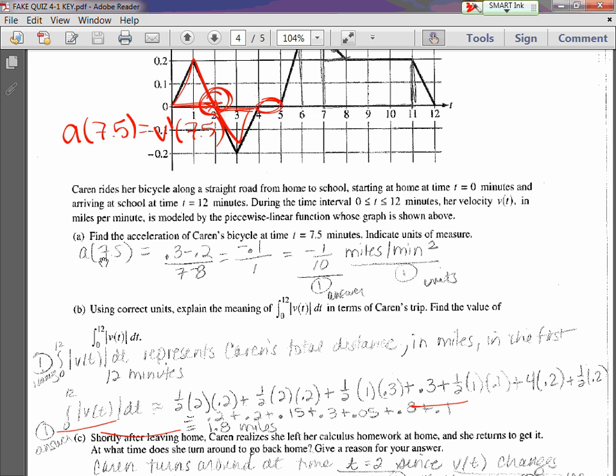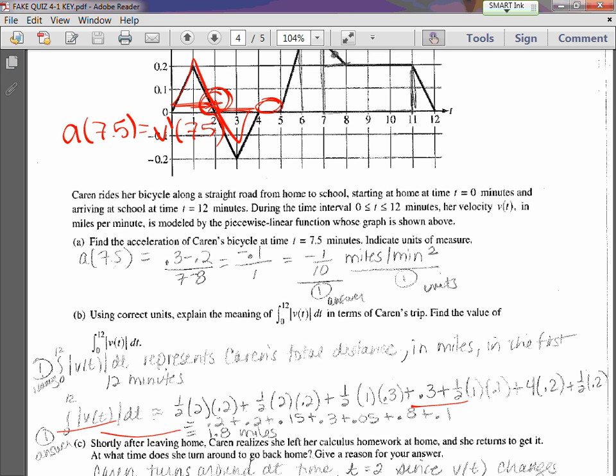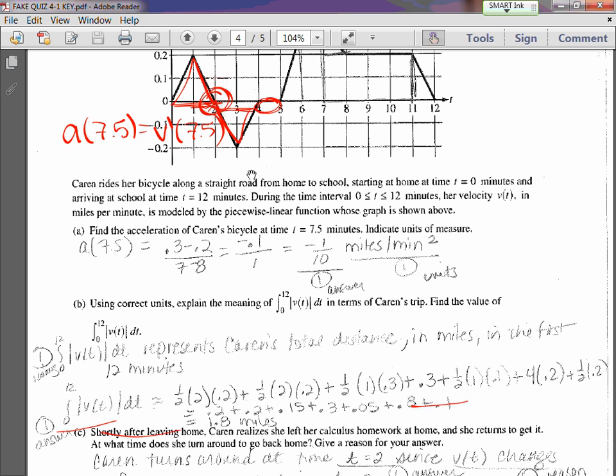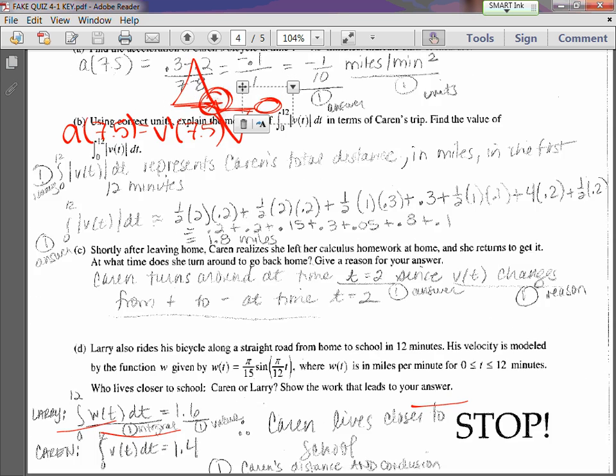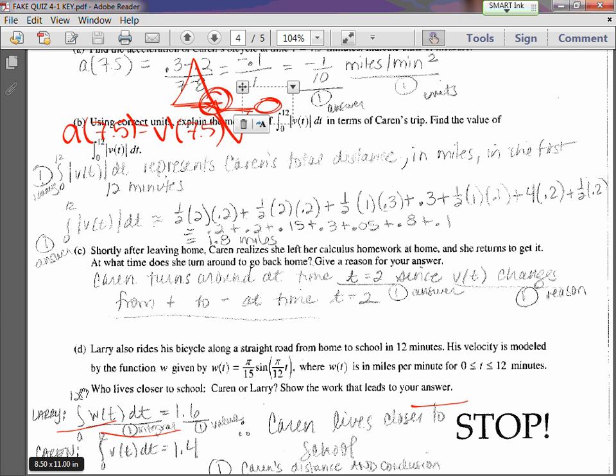Okay. And then she finally leaves again at time 5, and finally then gets to school at time 12. So it took her 7 minutes to actually get to school, albeit a total of 12 because she forgot her homework. So let's see. She turns around at time t equals 2 because velocity changes from positive to negative.